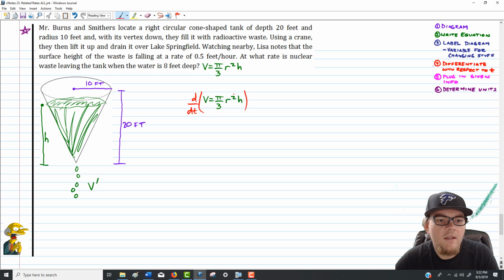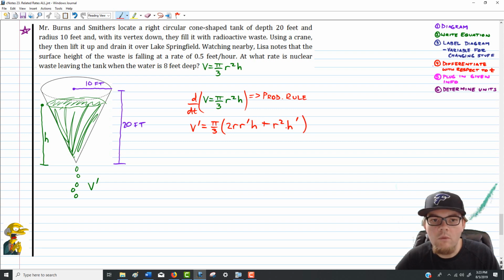As we go to differentiate this, we have two different variables, which suggests we're going to need the product rule. And if you hate the product rule for some reason, I will show you a second way. But for the moment, let's play along. The radius and height are both changing, so we get V prime equals pi over 3 times 2r r prime times h plus r squared times h prime. So there's the product rule work.